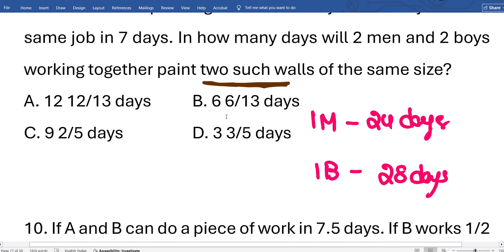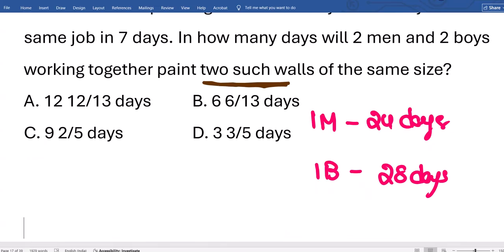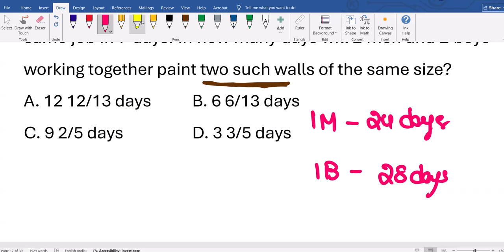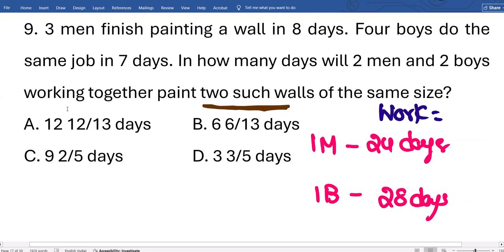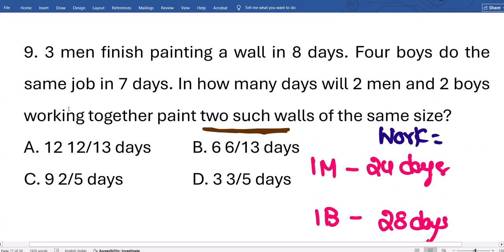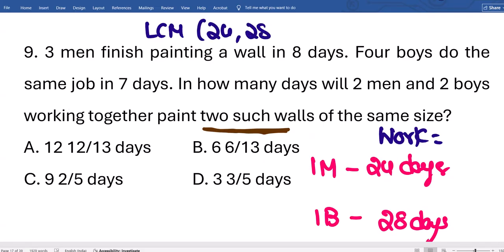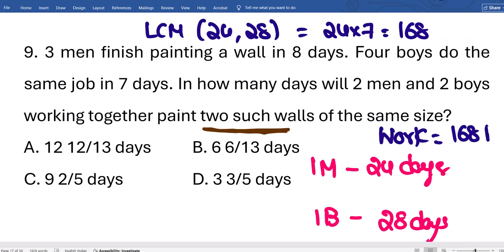Okay, now I have to fix the work. Work here is painting the wall, so I have to fix the work in terms of a number. Generally, if you recall time and work, what we did is we take an LCM to fix some work. Here also I am taking LCM for 24 and 28. Common factor is what? 4. Okay, 24 into 7, it will be 168. I am writing 168 bricks, like the wall is considered to be made of bricks. I have to paint those 168 bricks.